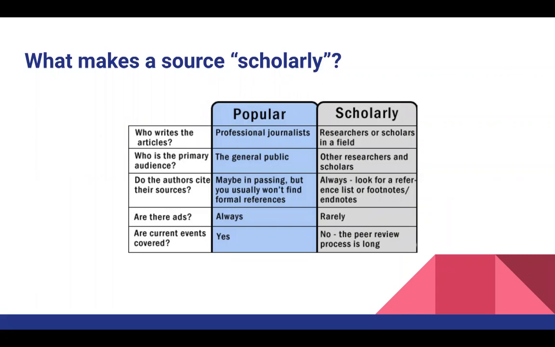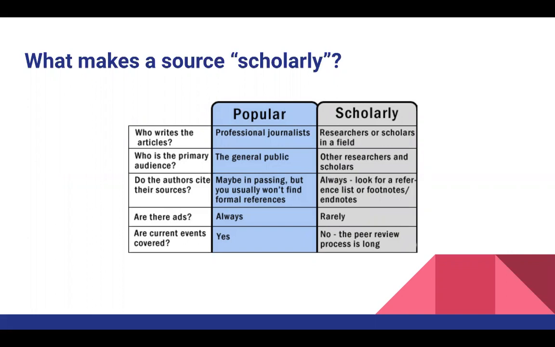They're written by researchers or scholars in a particular field, and they're written for other researchers and scholars in that field. So the author is assuming that you know something about the subject when you're reading their work. There will always be some sort of reference list or footnotes, endnotes. It should be very clear where they got their information. This is usually in the form of formal citations. And the peer review process, which we're going to talk about, takes a good long time.